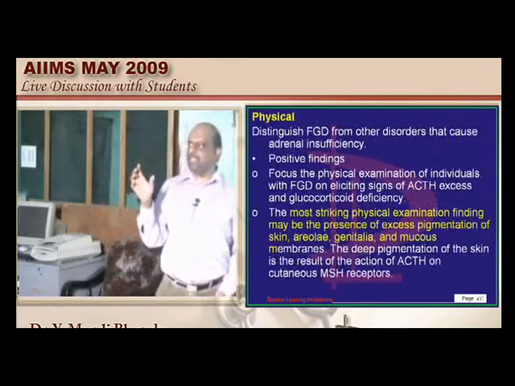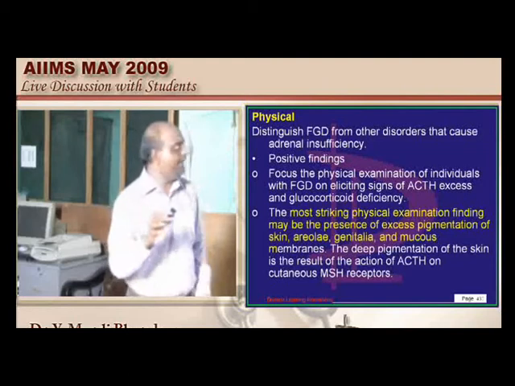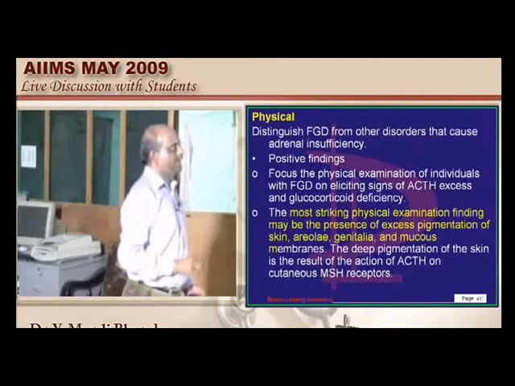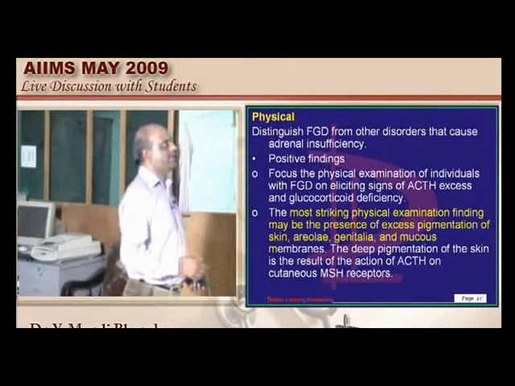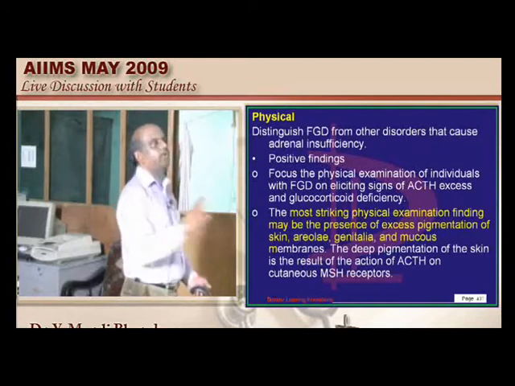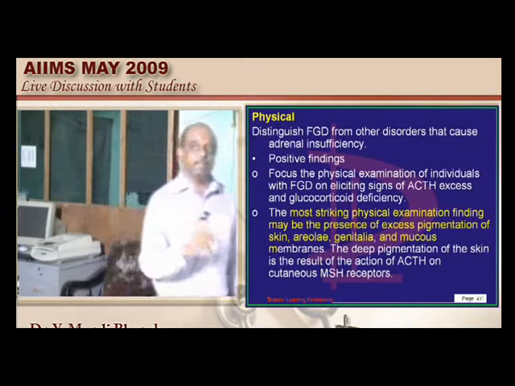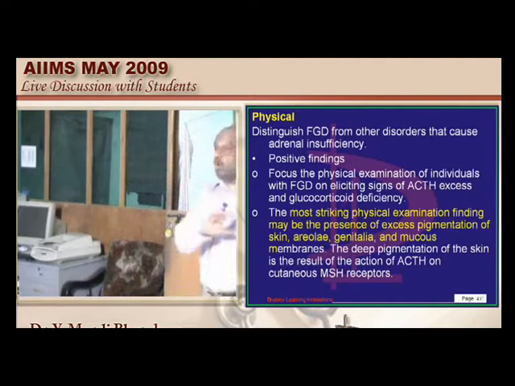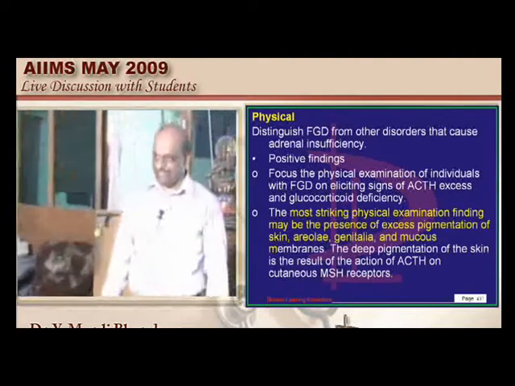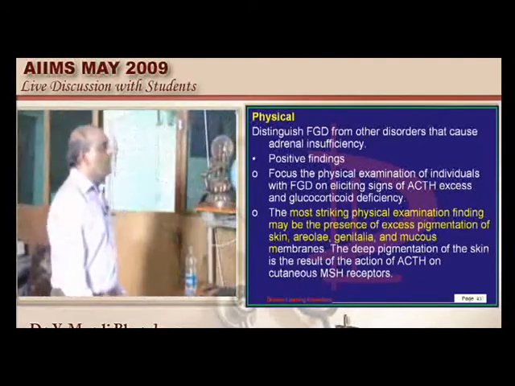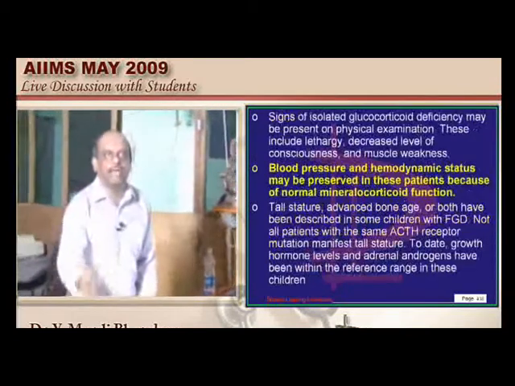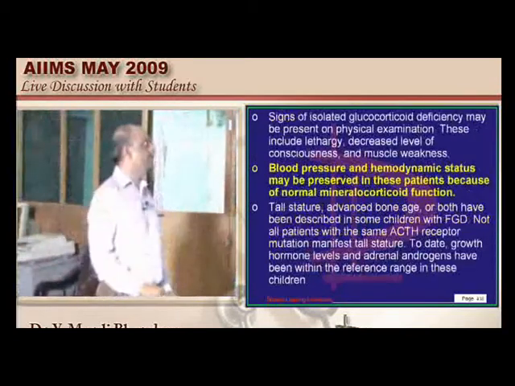Most striking feature in the clinical picture of familial glucocorticoid deficiency is excess pigmentation of the skin, areola, genitalia and mucous membranes. But what is important? There is no mineralocorticoid deficiency. That is the reason the patient will not have any hypotension or any other hemodynamic changes. They will all be normal.